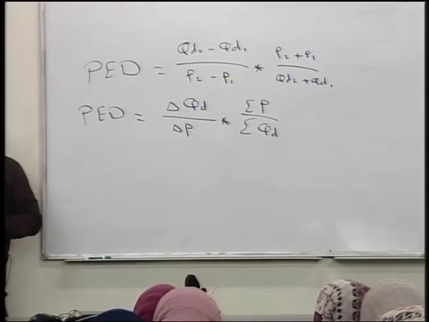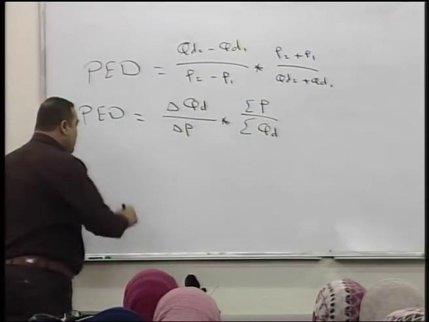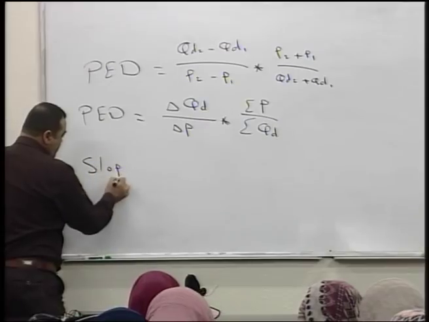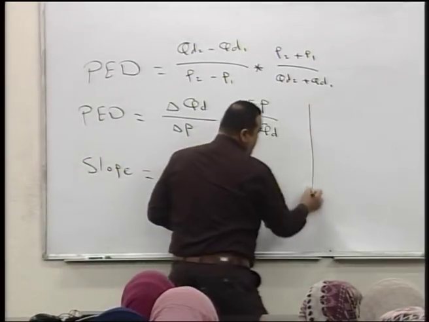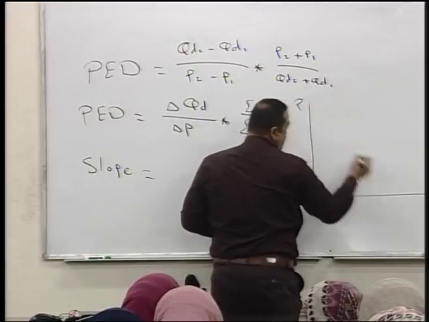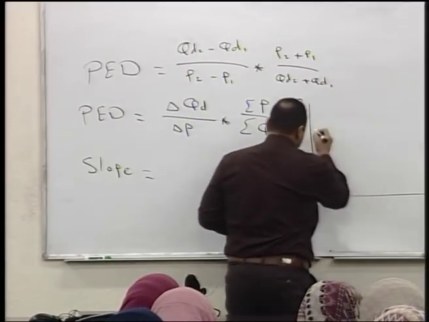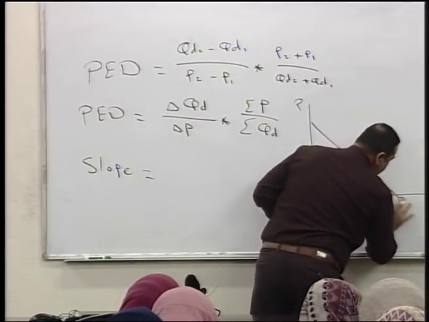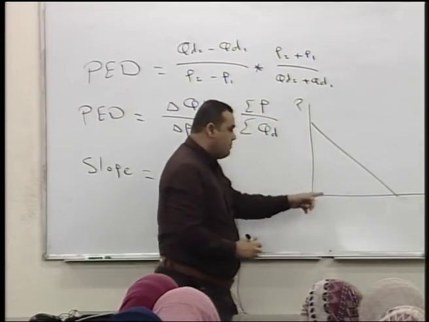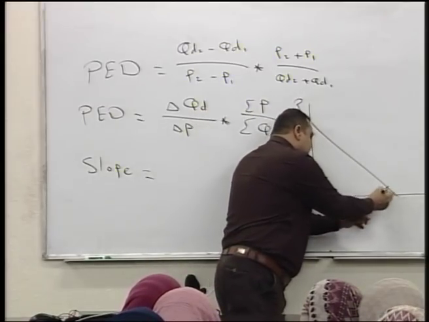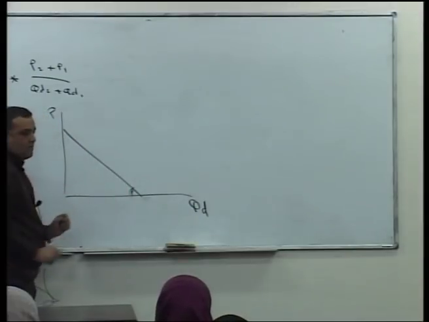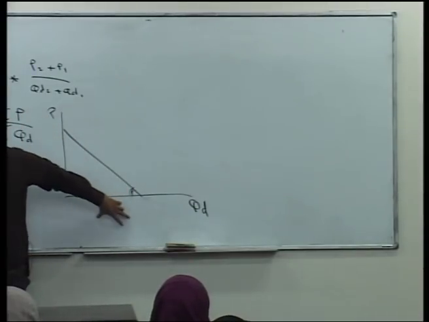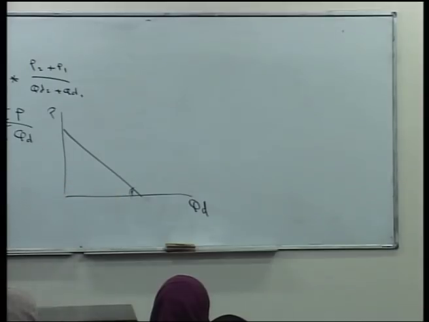And we said also that the slope of the demand curve, here's the demand curve, price, quantity demanded. The slope is tan, opposite over adjacent. Change in price over the change in quantity demanded. So the slope here is change in price over change in quantity demanded. All right?